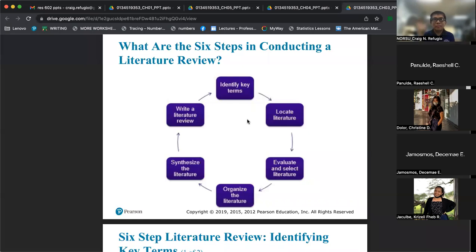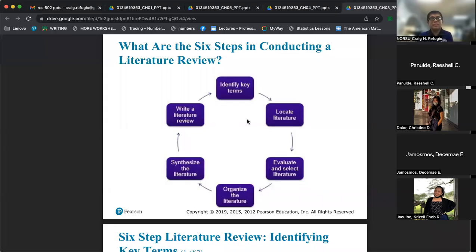So, identify key terms. The key terms must be identified and then pasted into Google, Google Scholar, or any other search engines. Locate the literature, then evaluate and select the literature. Why are you going to evaluate and select? Because some literature is not scientific, such as blogs and Wikipedia, which are not for a review of related literature. It must be from reputable journals, or theses or dissertations published by reputable universities and colleges.